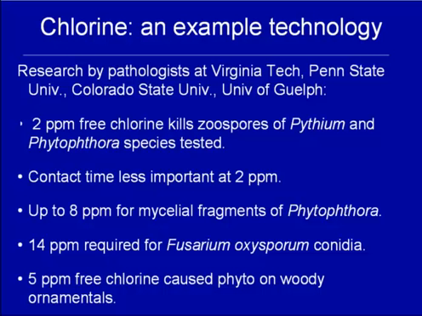So, for example, work at University of Guelph found that 5 parts per million of free chlorine caused phytotoxicity on woody ornamentals. And talking with growers, there are certain crops such as sea geraniums that are much more sensitive, down at 1 to 2 parts per million of free chlorine.